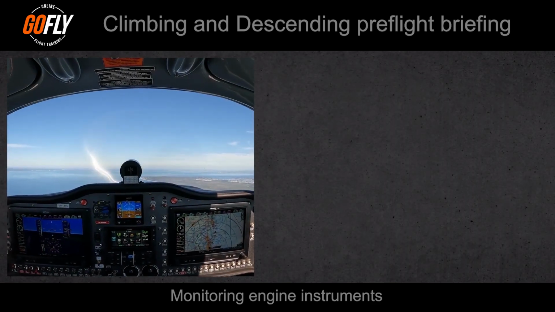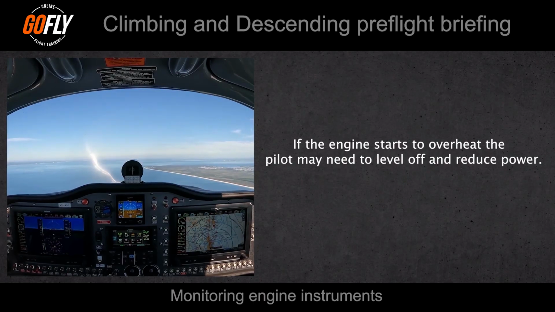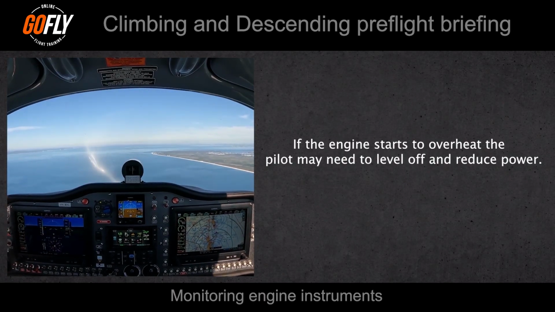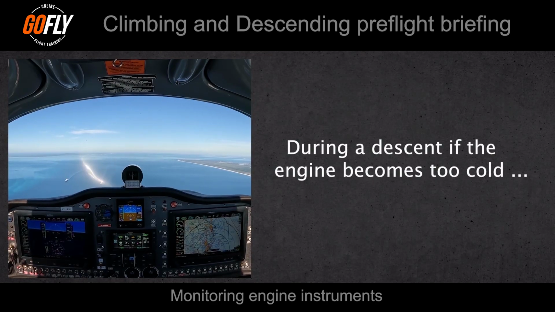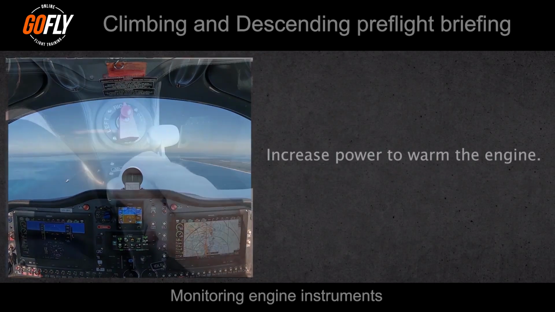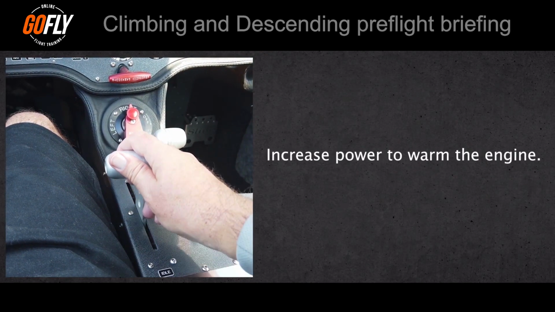During a climb, if the engine starts to get close to overheating, the pilot may need to level off and reduce power to reduce the temperature of the engine. In a descent, if the engine is cooling too quickly or becoming too cold, you may need to add more power to ensure the engine remains warm enough.